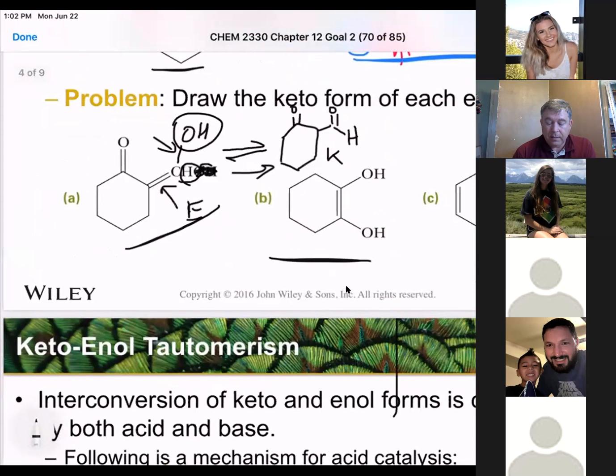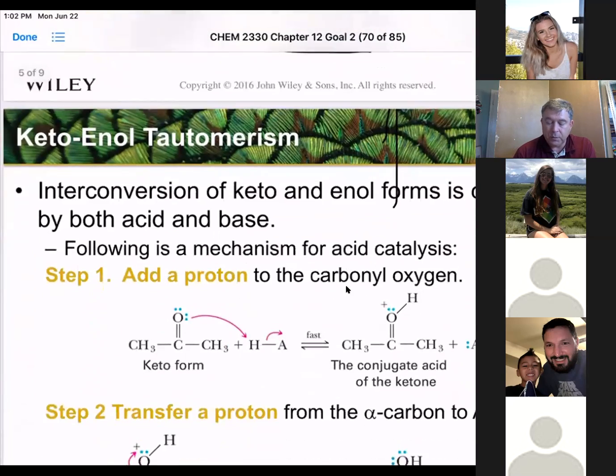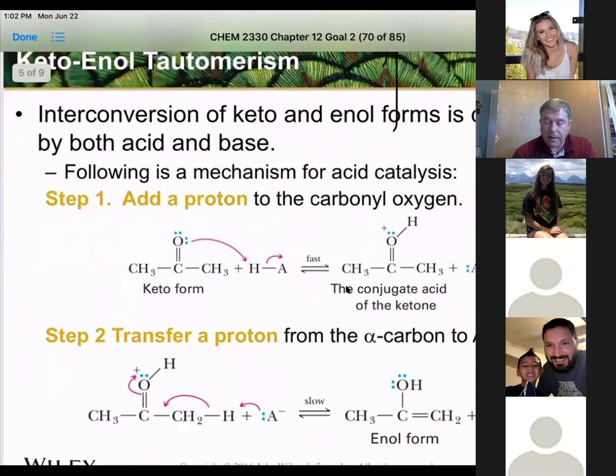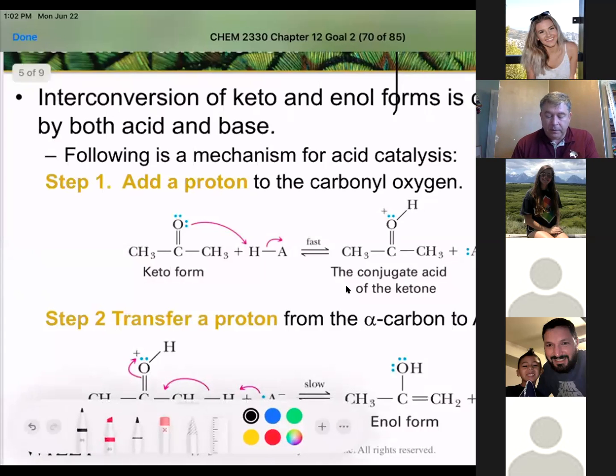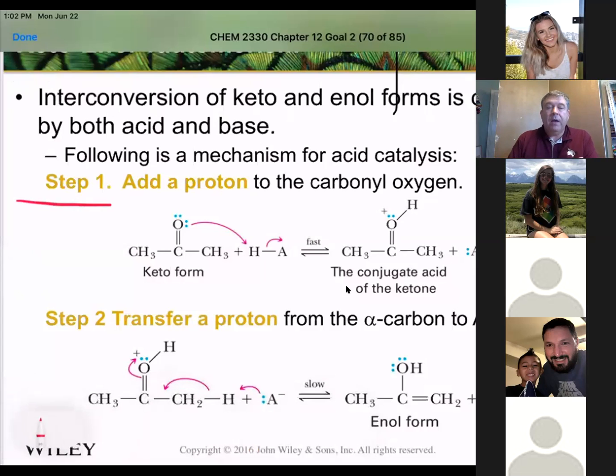It's very important to understand because under conditions where we can protonate our ketone, like in the presence of any acid, or sometimes water is enough to do it, we can change the reactivity of acetone or a ketone. And the way it works is the first thing we do is we do what we do in a lot of different mechanisms. If we have an acid present, we're going to add a proton, okay?